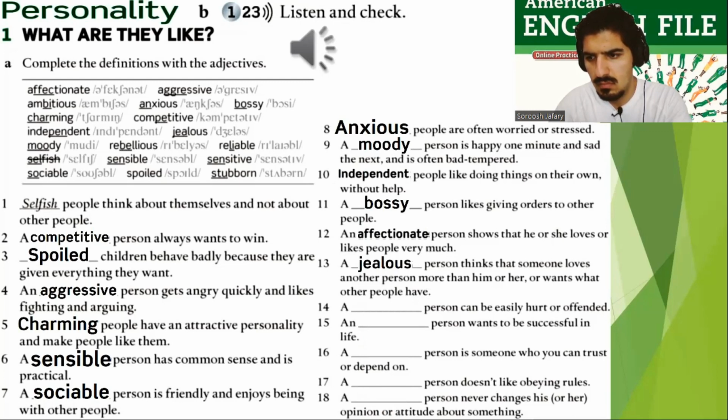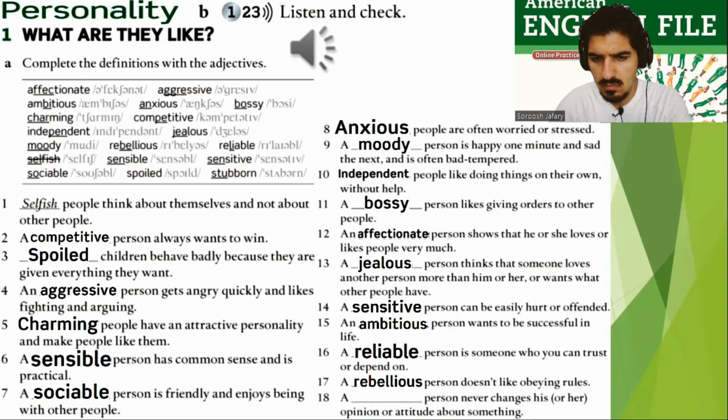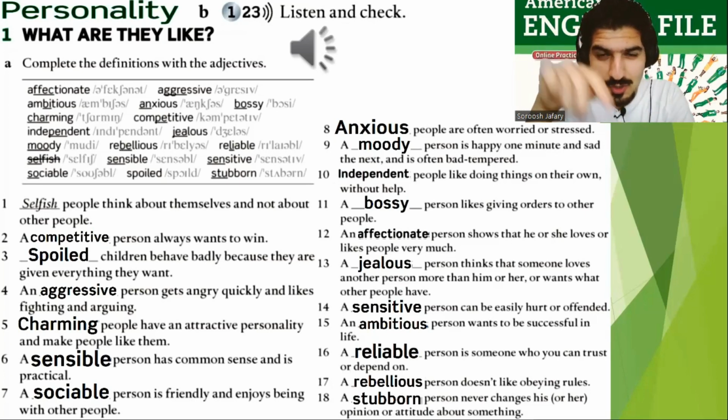14, A sensitive person can be easily hurt or offended. 15, An ambitious person wants to be successful in life. 16, A reliable person is someone who you can trust or depend on. 17, A rebellious person doesn't like obeying rules. 18, A stubborn person never changes his opinion or attitude about something. Great. You did them all right. Because I'm your teacher and you're smart.